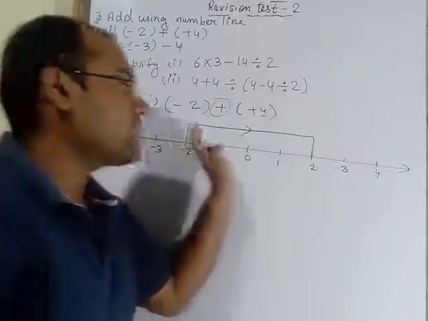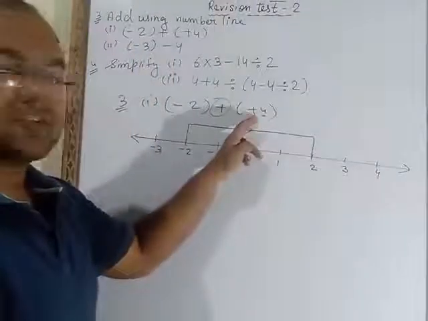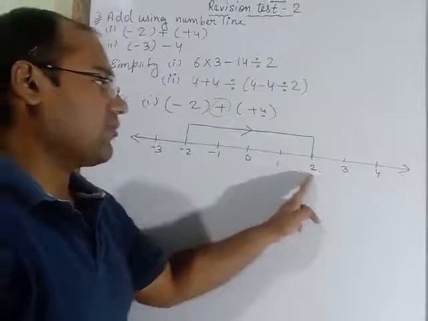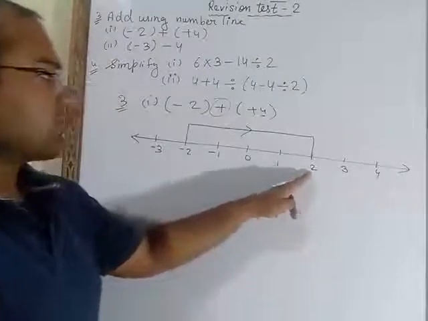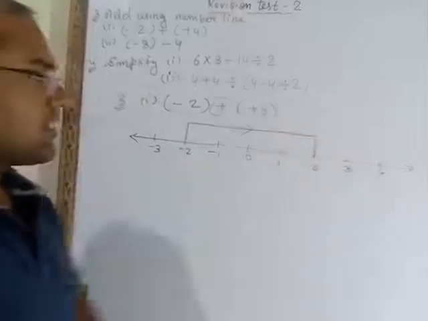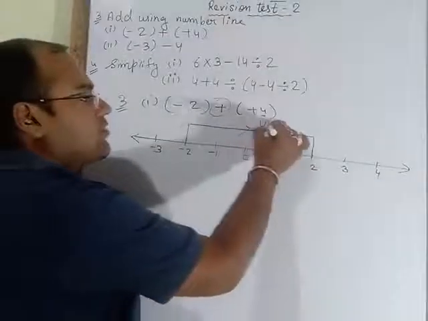So we will move on the right hand. How many places will we move right? 4. So from here 1, 2, 3, 4. Till here we have to draw the number line, and we have to show the arrow on the right side. Now here you have to write 4 units.